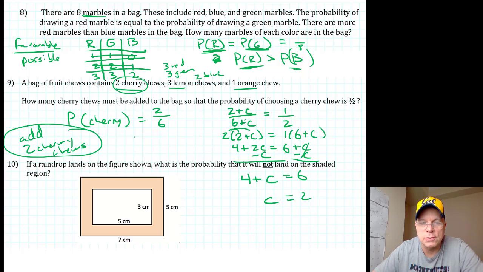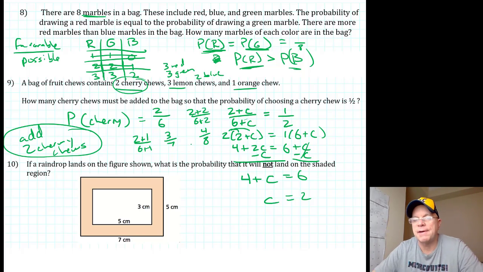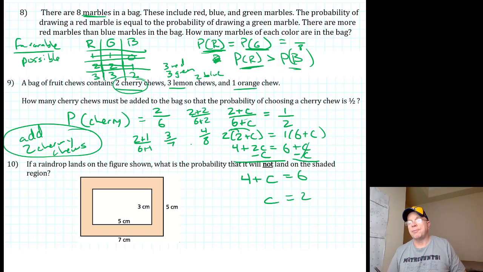What I would expect you to do is, if I add 1 cherry chew, what am I looking at? I'm looking at a new probability of 3/7. That's not 1/2. If I add 2 cherry chews, I'm looking at a probability of 4/8. There's 1/2.